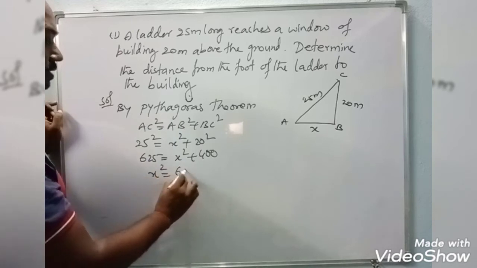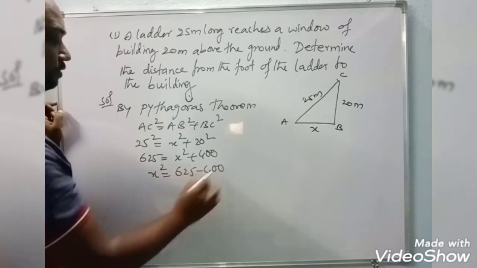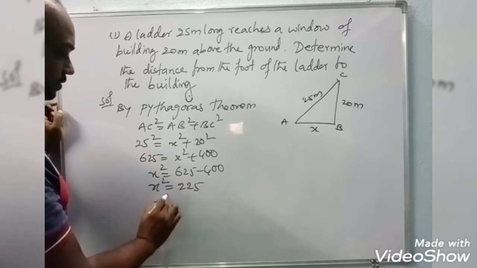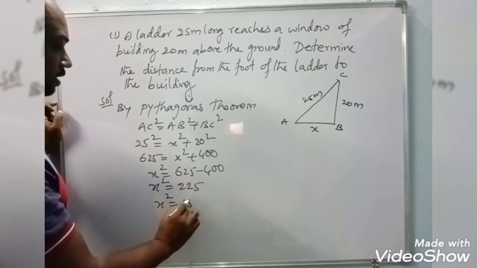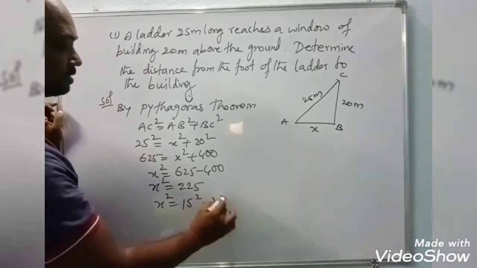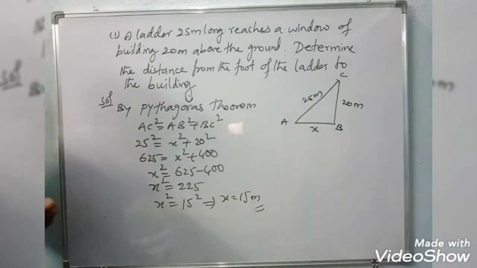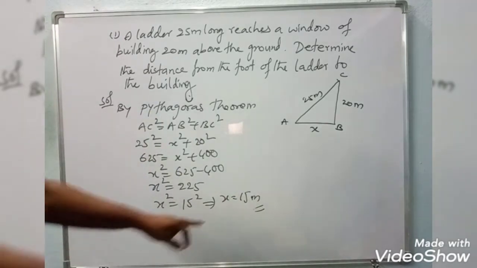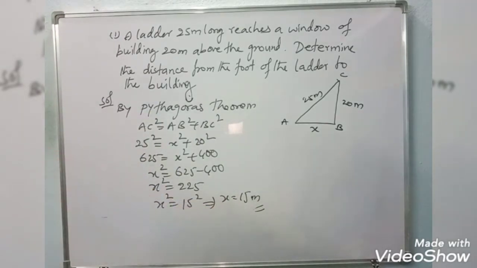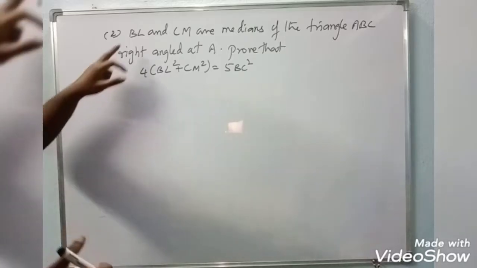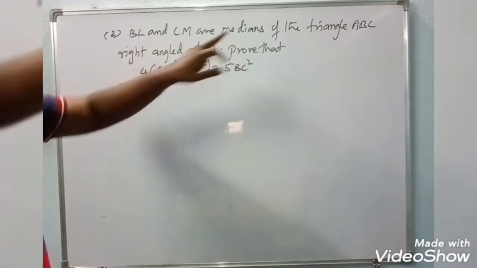You'll get x square is equal to 625 minus 400. So x square is equal to 225. So x square is equal to 225, which is 15 square. Now if I cancel, you'll get x is equal to 15 meters. So the distance between the foot of the ladder and the building is given as 15 meters. Clear?